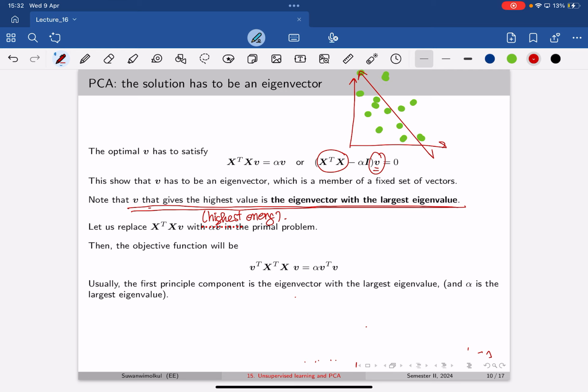But what about your second? Your second will have to be orthogonal to your first. So usually the second one will be something like this. But your second one will be the one that captures much less information compared to your first one, because if you think about the projection on these coordinates, there will be a lot of overlapping, like this dot and that dot are very close to one another.